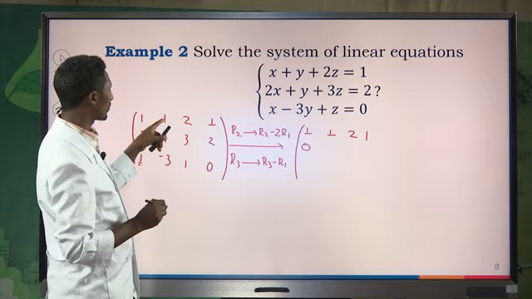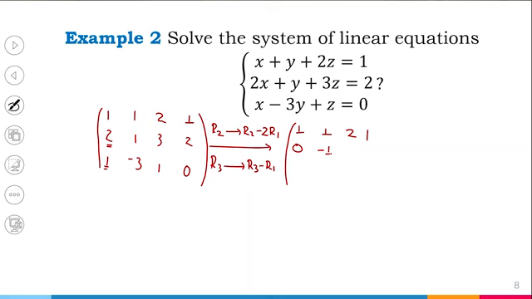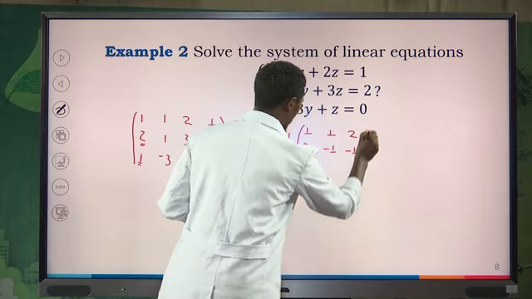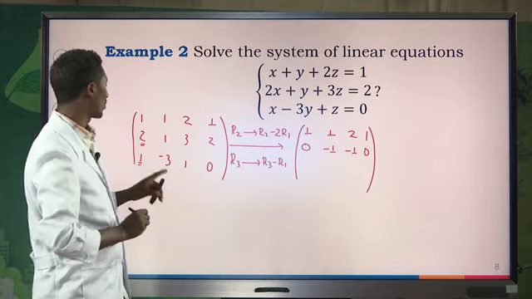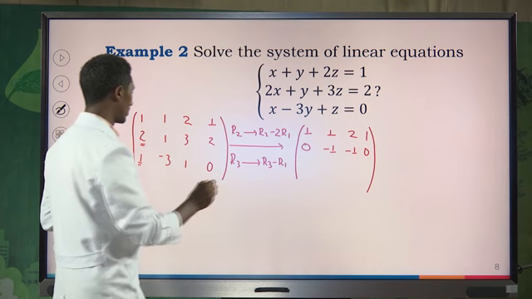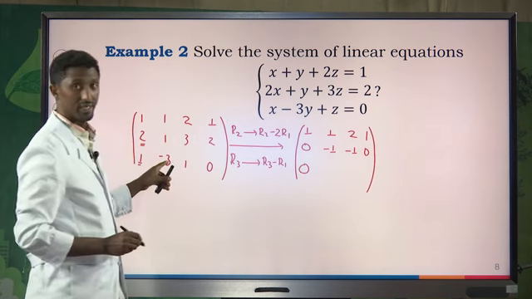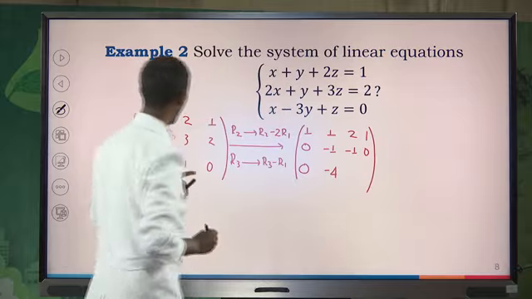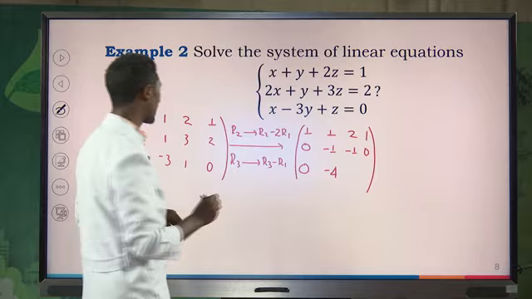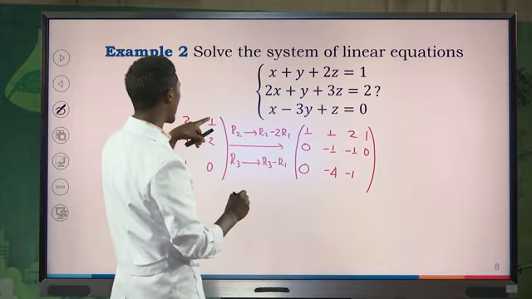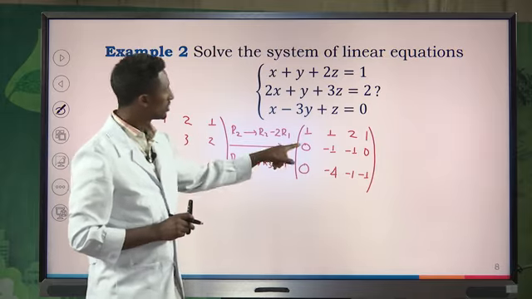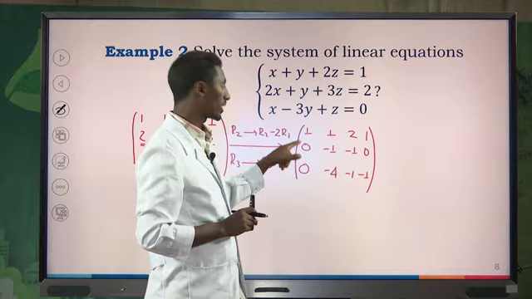1 minus twice of 1, that's minus 1. 3 minus twice of 2, it's also minus 1. 2 minus twice of 1, that is 0. Then for the third row, 1 minus 1, that is 0. Minus 3 minus 1, it's minus 4. 1 minus 2, it's minus 1. And 0 minus 1 is minus 1. Good. Now we have these two entries 0.